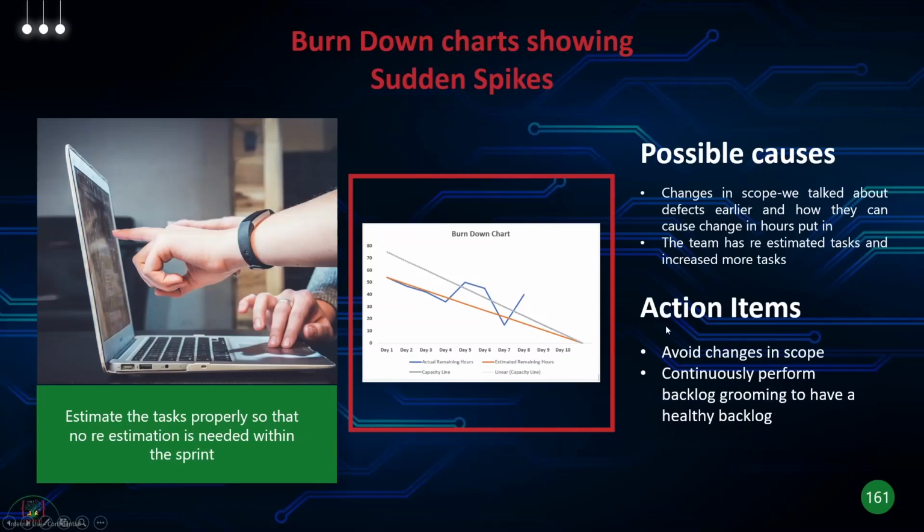So what are the action items? You need to avoid changes in scope. Once the sprint kicks off, try not to have changes in scope. You need to continuously groom the backlog to have a healthy backlog, so you don't have a situation where you're adding more hours to your task or adding more tasks to the new story. This should be done at the sprint planning level, not during the sprint. So you need to estimate your tasks properly so that you don't need a re-estimation.